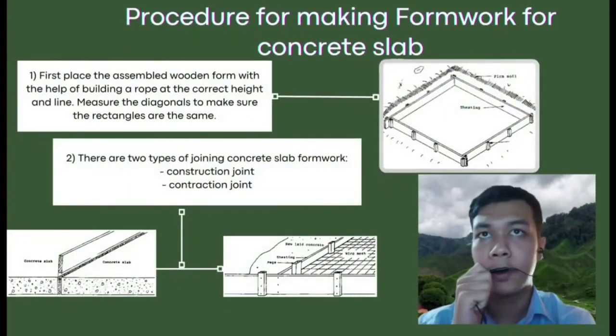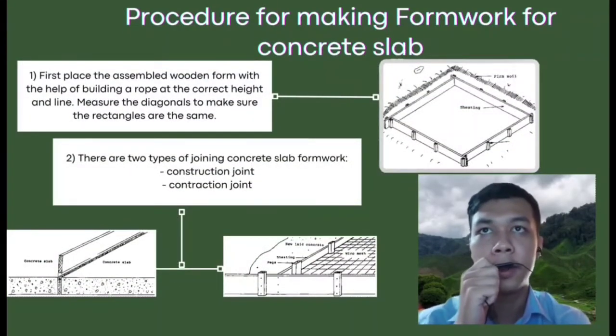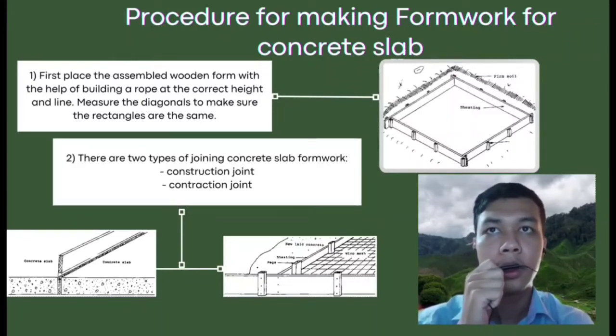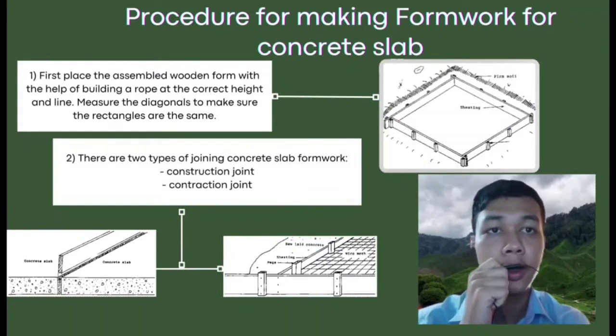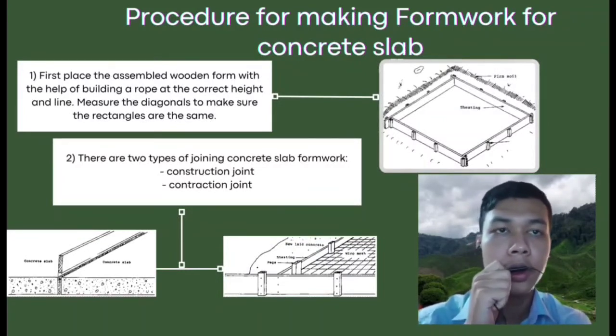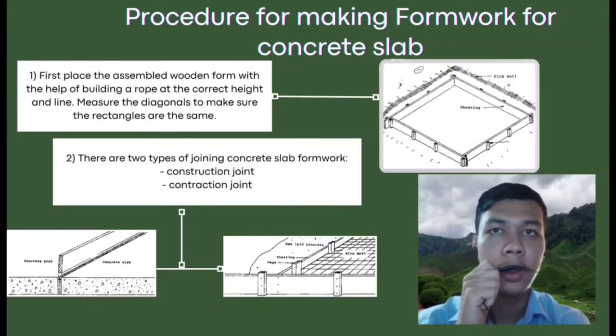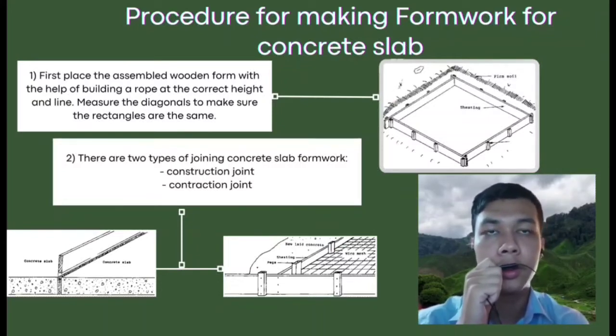Next is the procedure for making formwork for a concrete slab. First, place the assembled wooden form with the help of a building rope at the correct height and line. Measure the diagonals to make sure the rectangles are the same. There are two types of joints in concrete slab formwork: firstly the construction joint, and secondly the expansion joint.